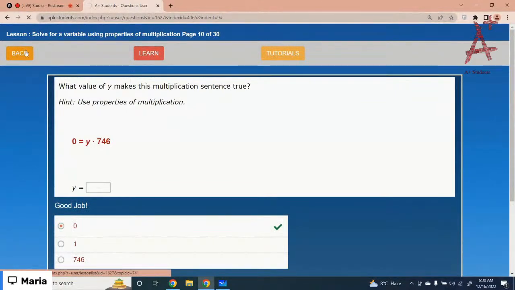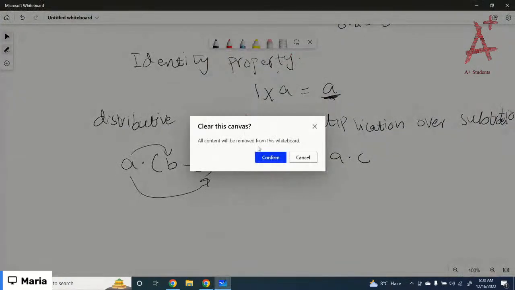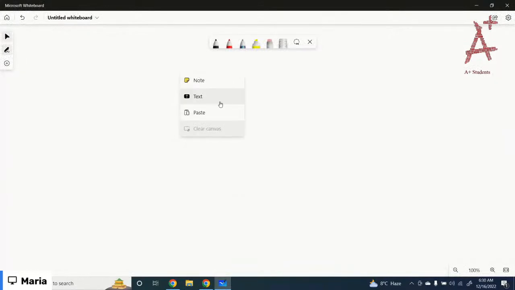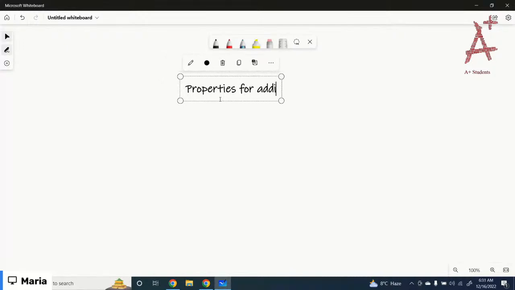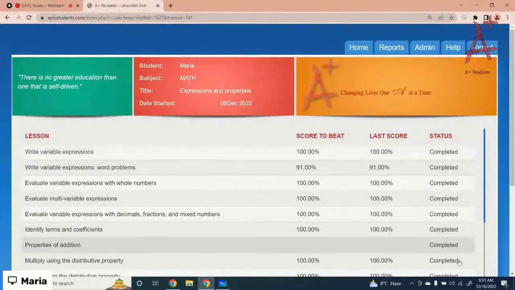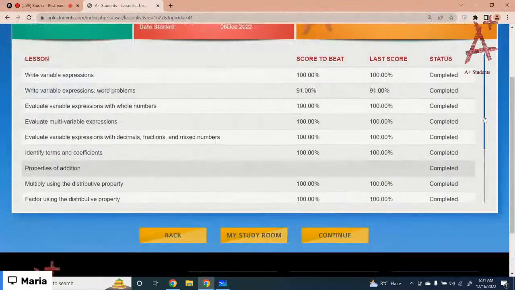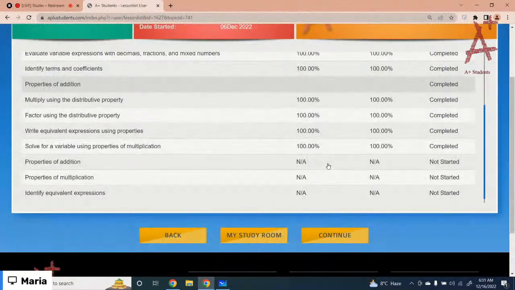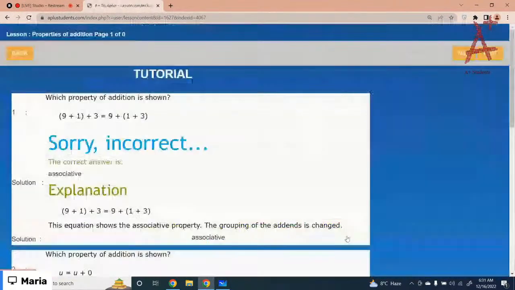The next lesson is properties of addition. You have the same properties for addition. Got it? Commutative property, associative property. We did this lesson last week, in the last session. Properties of addition. You have just 2 or 3 examples. We didn't have a test last time.